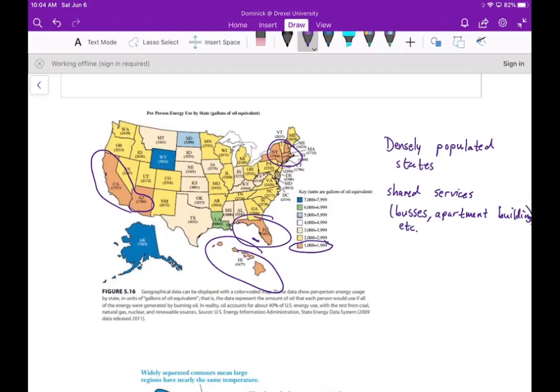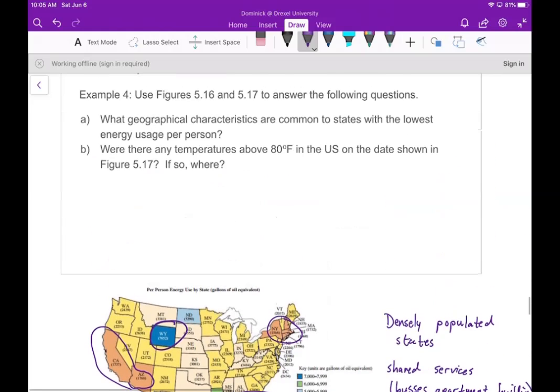Etc. Right, so because these states are so densely populated, you're utilizing shared services, and that's going to cut down on the average cost per person, right? And you can see on the other end, you have states like Wyoming and Alaska, which are not densely populated, and that would tell you that you're not getting those shared services. So everybody needs their own house and things like that, right? So that's an example of using the per person energy state map, I should say.